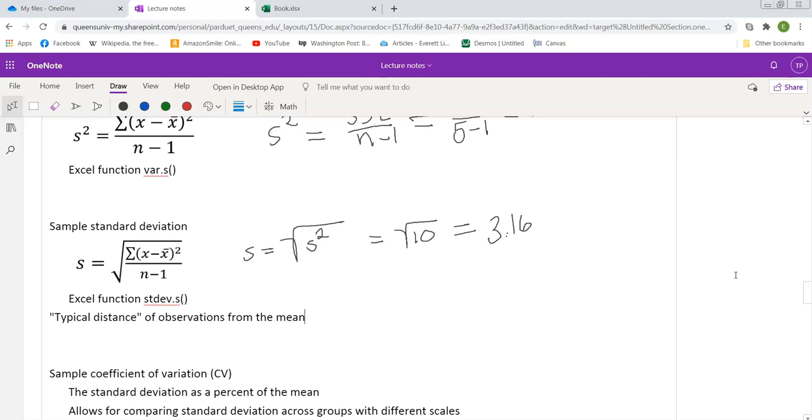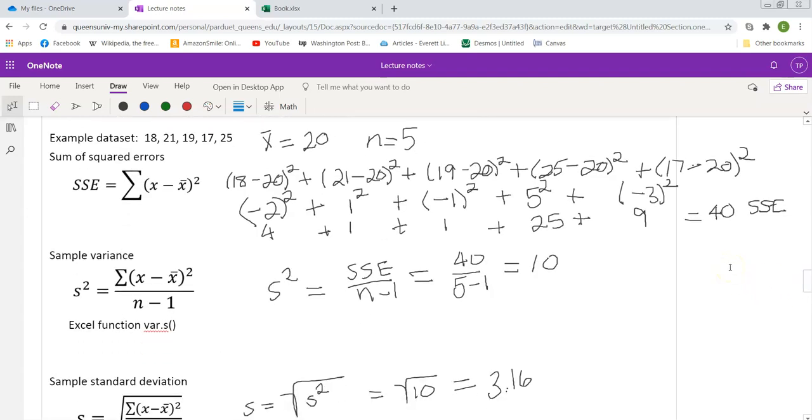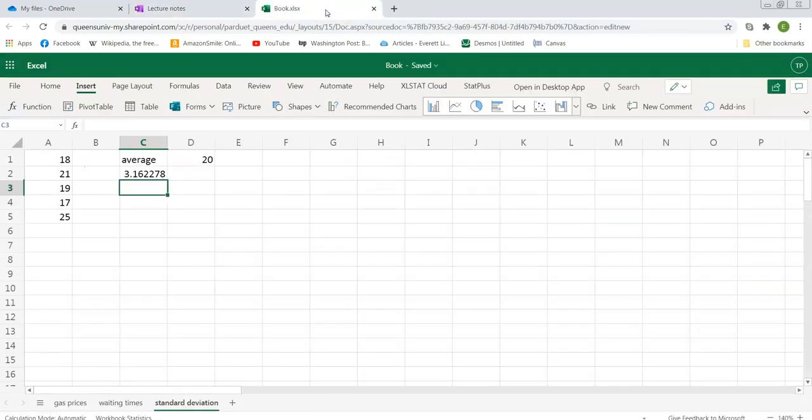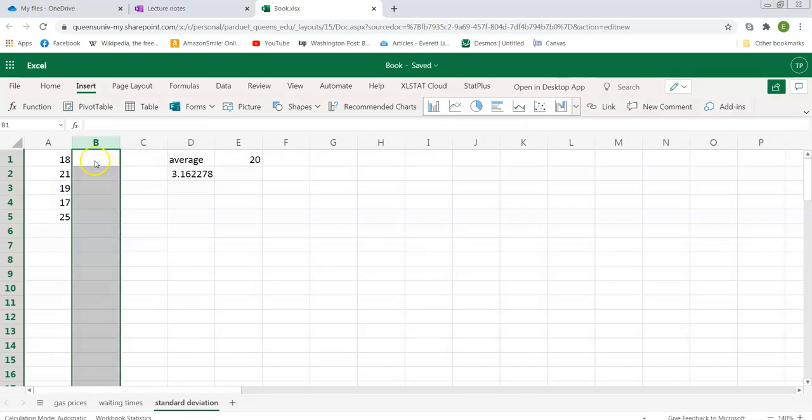So if you had another data set where the observations were further away, that would obviously have a much bigger standard deviation. So let's do this part actually, for lack of a better way to put this, by hand using Excel. It's not exactly by hand, but we're not going to use the functions just yet.